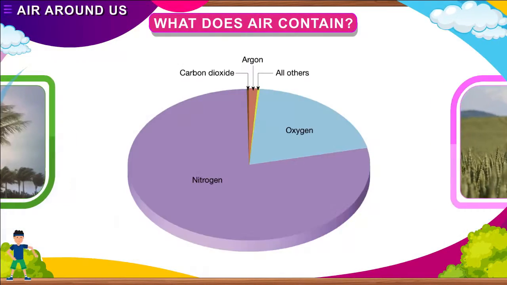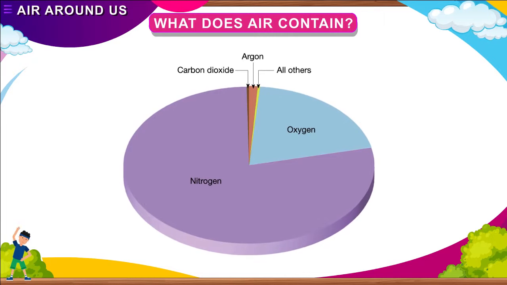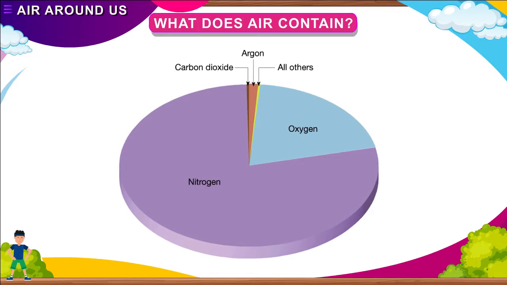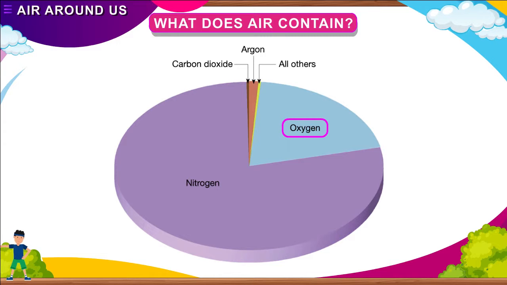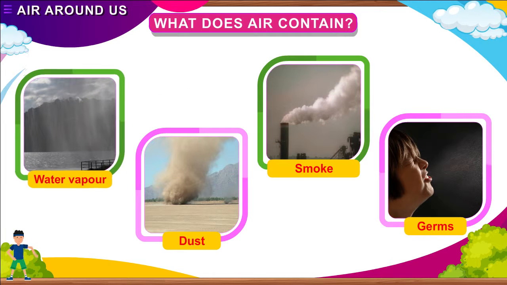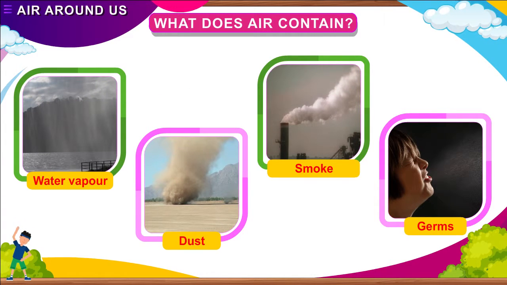What does air contain? Air has many gases. Air is a mixture of many gases like oxygen, carbon dioxide, and nitrogen. It also contains water vapor, dust, smoke, and germs in it.